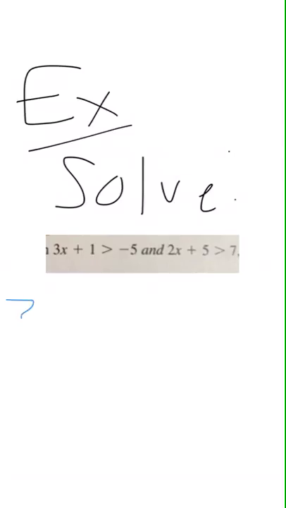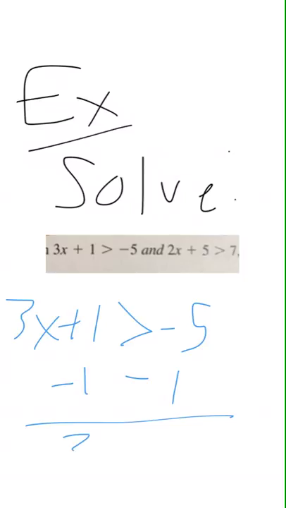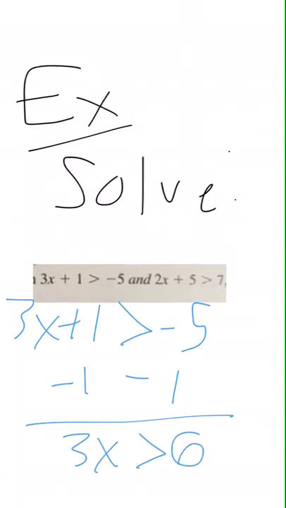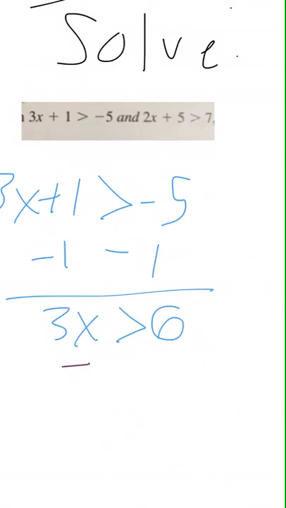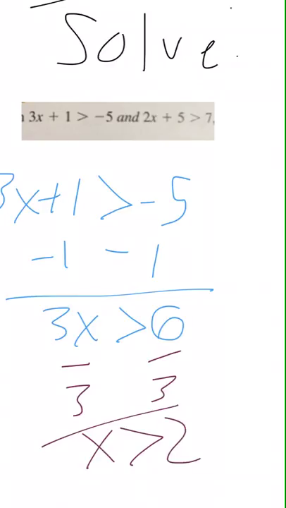Alright, so for the first one, if you subtract 1, you have 3x is greater than negative 6, which tells you that if you divide by 3, x should be greater than negative 2. So first of all, we need a number that's greater than negative 2. Now we need to solve the other inequality.